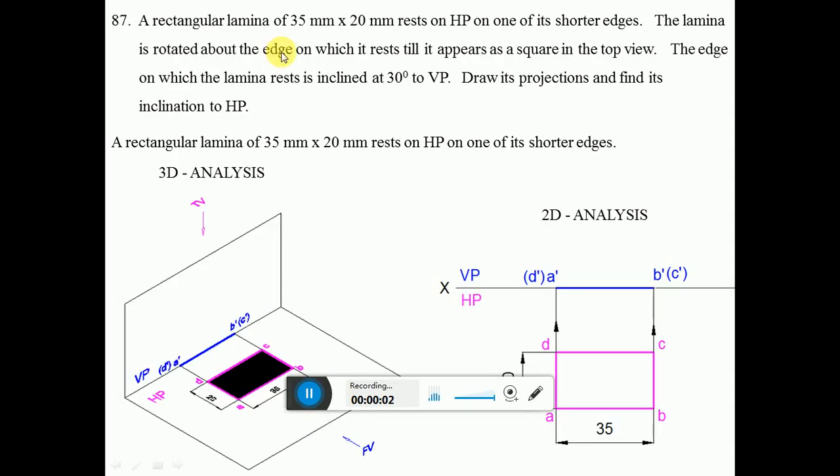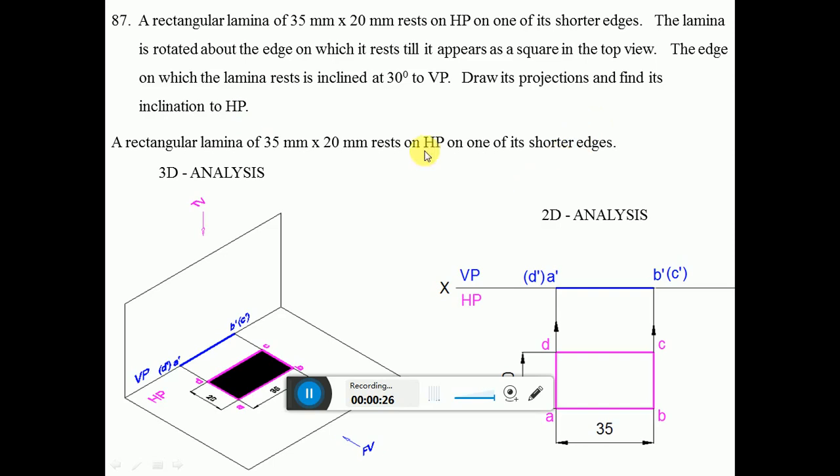A rectangular lamina of 35 mm by 20 mm rests on HP on one of its shorter edges. The lamina is rotated about the edge on which it rests till it appears as a square in the top view. The edge on which the lamina rests is inclined at 30 degrees to VP, and draw its projections and find its inclination to HP. This is the condition.